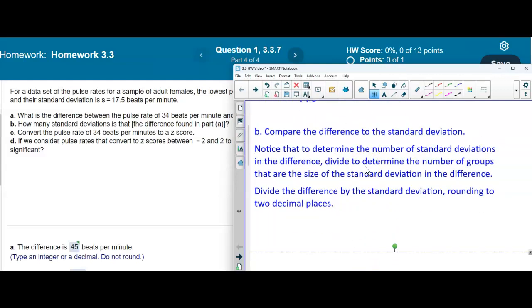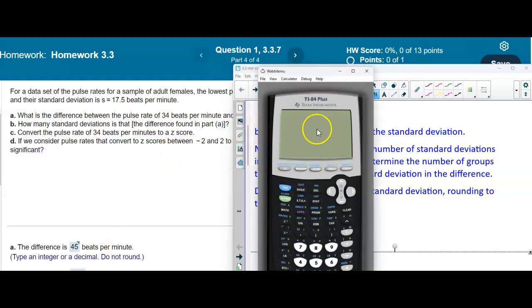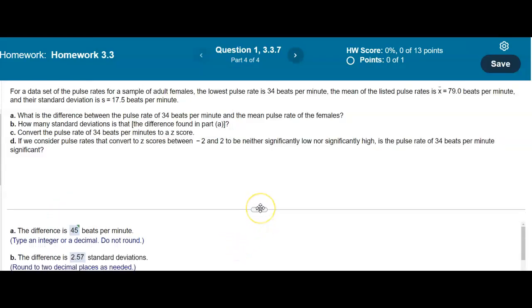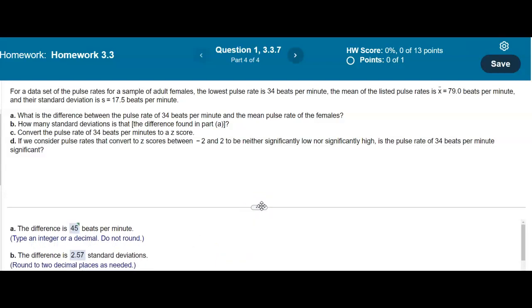So we divide the difference by the standard deviation, rounding it to 2 decimal places. So the difference is 45 beats per minute, and then we're dividing it by the standard deviation that's in the question, which is 17.5. And let's find out what that value is. Now they want us to round it to 2 decimal places, so we're going to take 45, divide that by 17.5. I'm going to round that to 2 decimal places, which is 2.57. So therefore, the difference is 2.57 standard deviations.